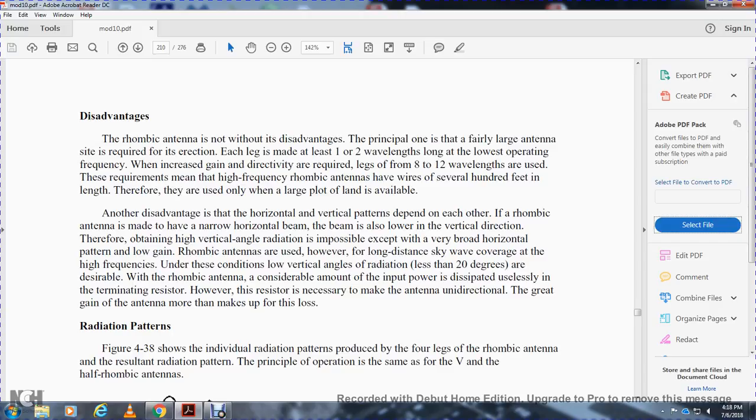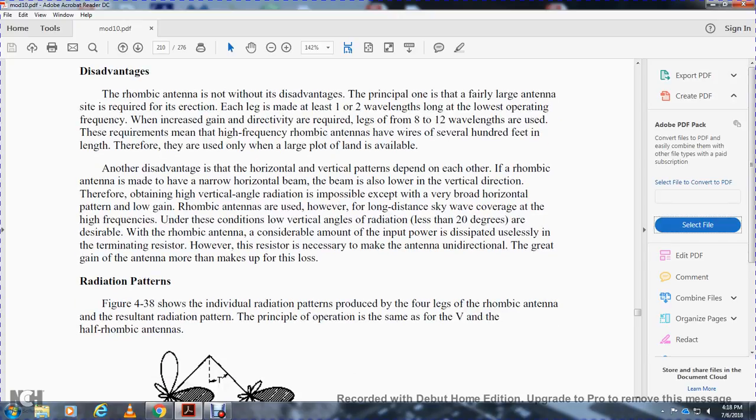However, for long distance skywave coverage with high frequency, these conditions counter with a low vertical angle of radiation, less than 20 degrees, desirable in the rhombic antenna. A considerable amount of the input power is dissipated in the useless terminator resistor. However, the resistor is necessary to make the antenna unidirectional. The greater the gain of the antenna, the more the resistor makes up the further loss.